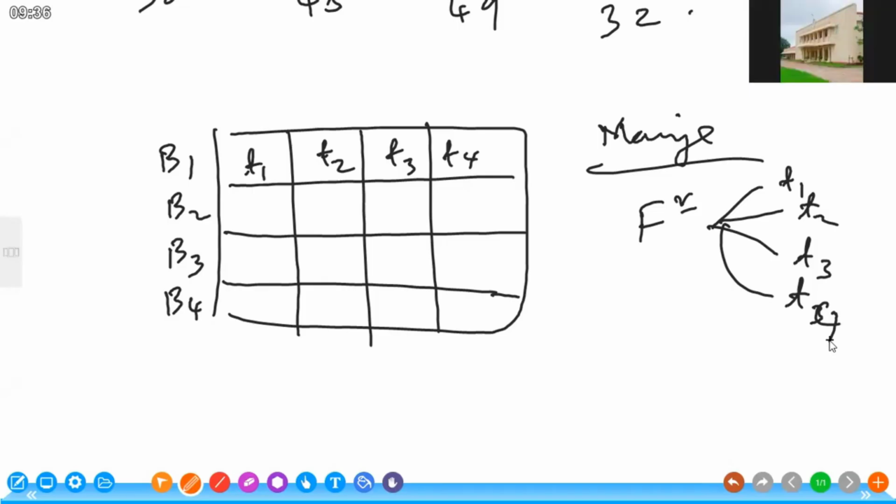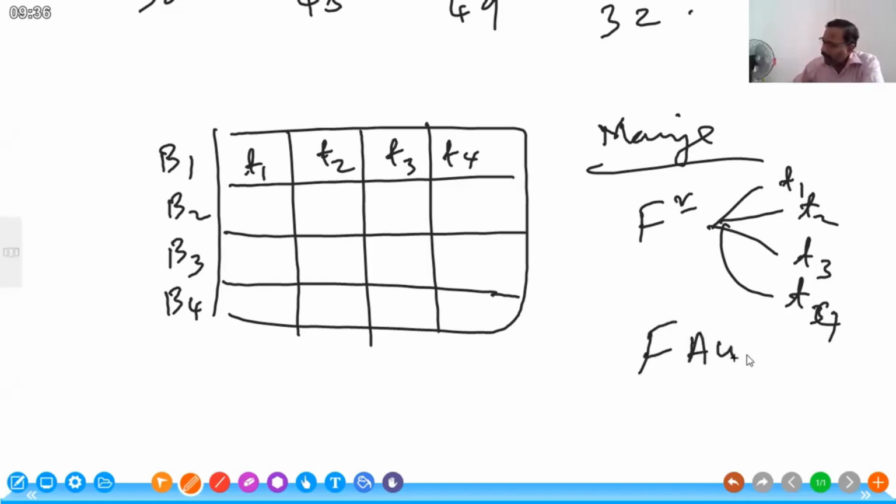Now it is less. How do you call? Fall armyworm. I'll put it as FAW, fall armyworm. Right, now they come to the field and attack.